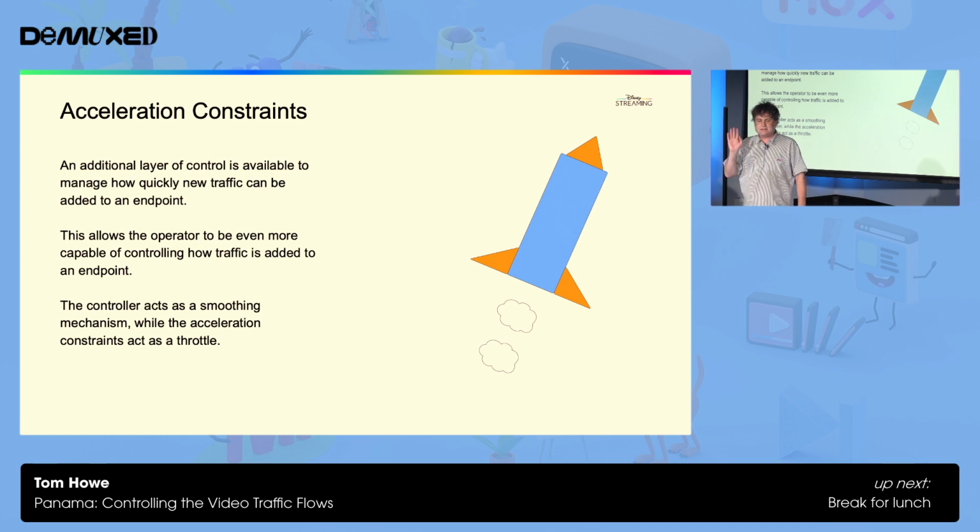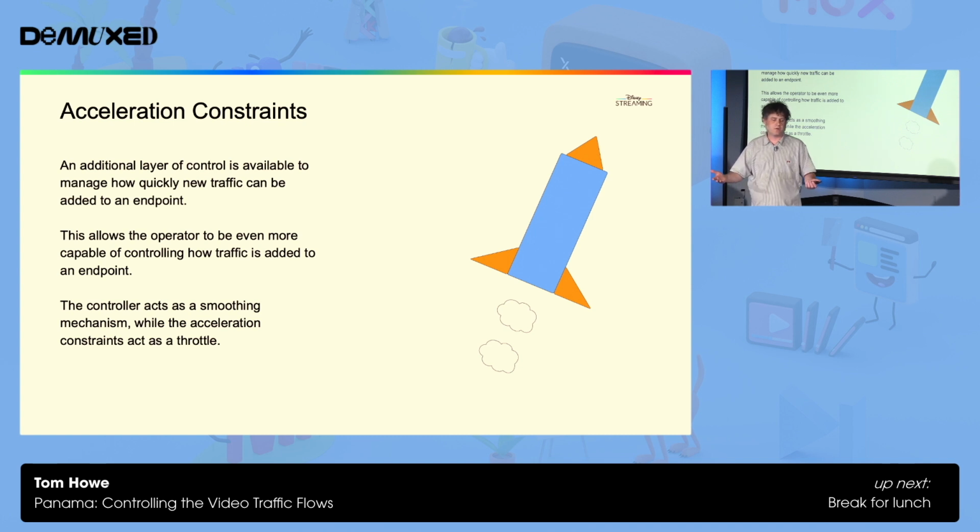We provide an additional layer of control to give more fine-tuned capabilities to the operators in the form of acceleration constraints. So we've got this smoothing mechanism from the PID controller, which allows us to make sure that we're not jumping too far too fast. But it's still possible that if there was a huge jump in traffic, we could try to allocate a significant amount at once. By adding these acceleration constraints, we essentially say, this is how much traffic you can add to a particular endpoint minute over minute.